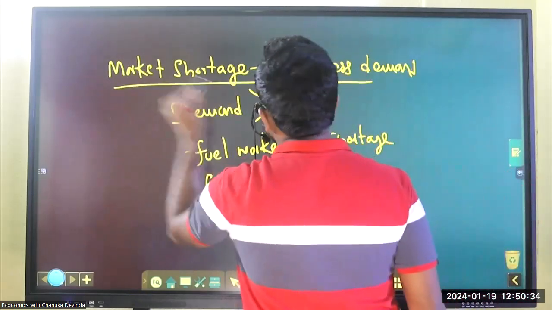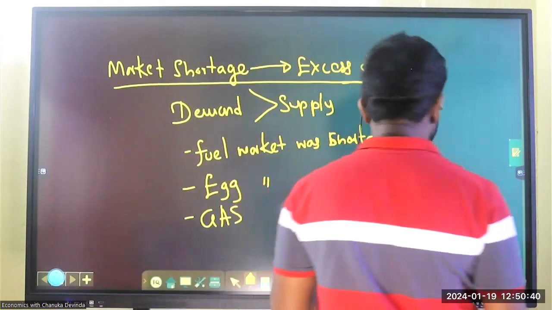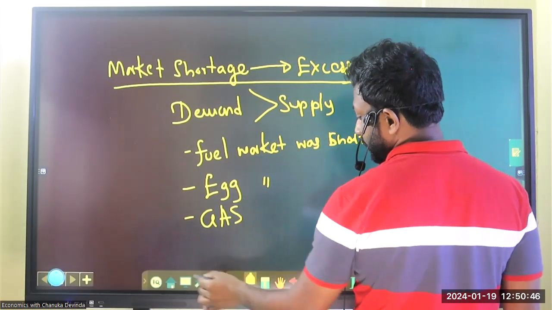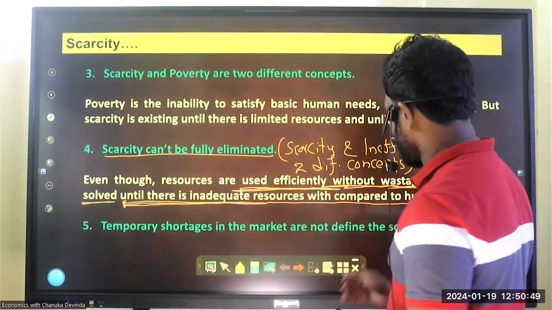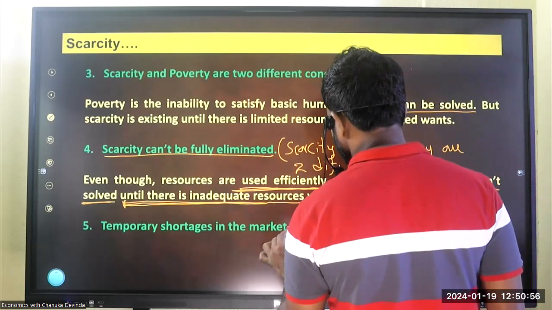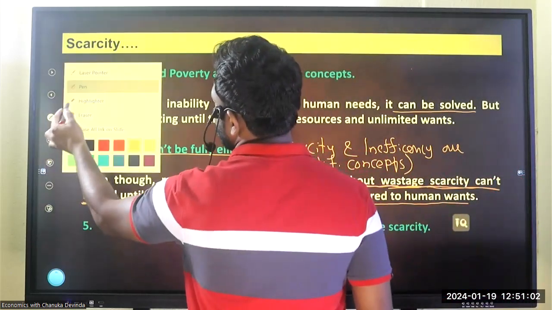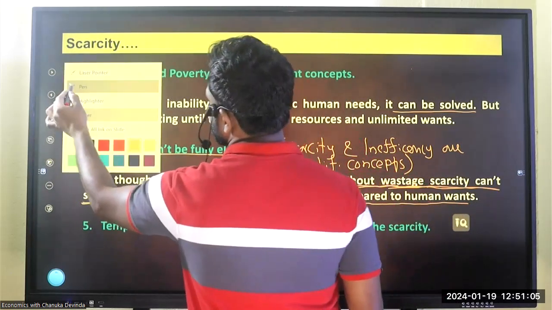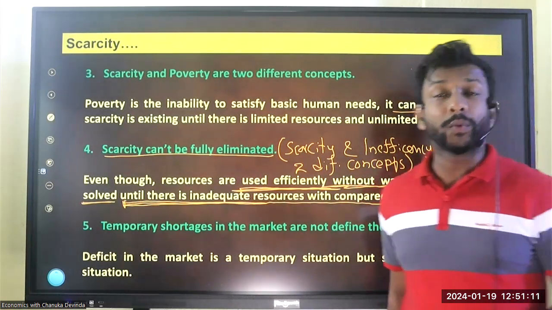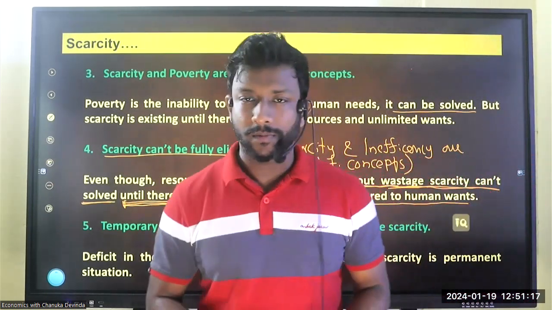So a market shortage is a temporary situation which can be eliminated, which can be solved, but not scarcity. Right? A temporary shortage in the market does not define scarcity. Deficit in the market is a temporary situation, but scarcity is a permanent situation. It cannot be solved, right? You got it.